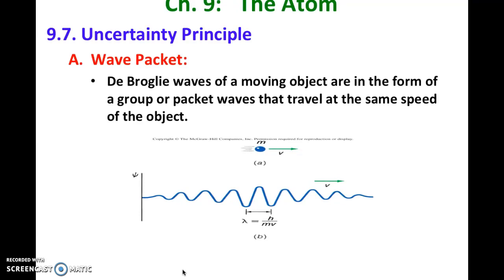In quantum theory, a moving particle is described as a group or packet of waves that travel at the same speed as the particle, with wavelengths about the size.